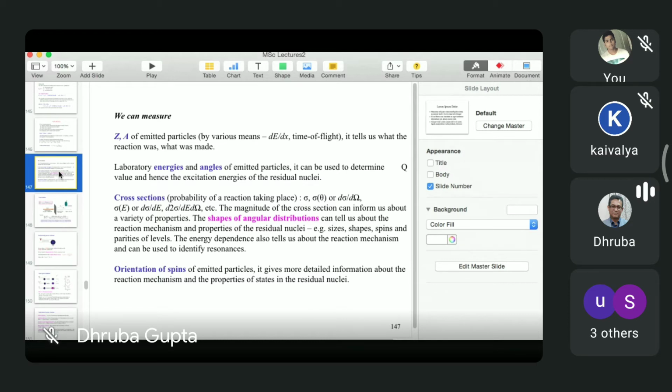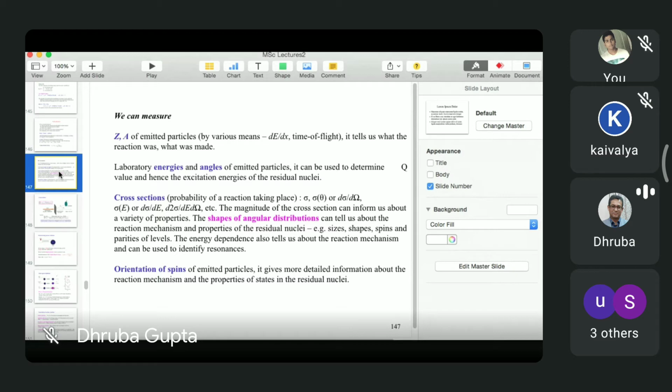How was the nucleus actually in the original nucleus? From the nuclear reaction we can study what exactly has happened. That will help us to study all the nuclear properties. Also we can say what the orientation of the spins is.